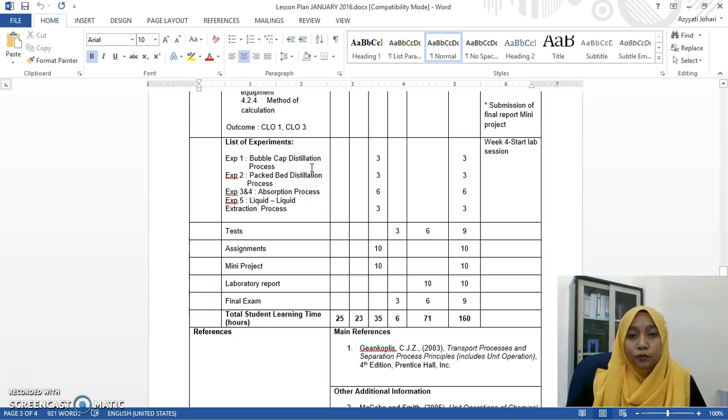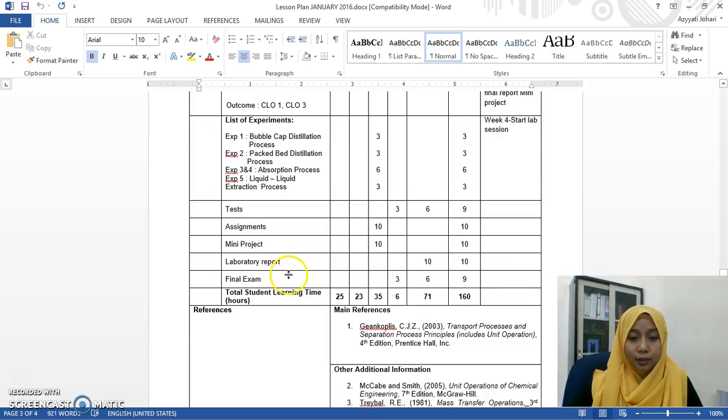Generally, you will have 5 experiments, okay. Each experiment is done in the lab in 3 hours. Basically, you will complete each experiment in exactly 3 hours. So please do not come late for the lab session. For the test, okay, 3 hours means one test is 1 hour and 30 minutes. Okay, for the assignment 10, mini project 10, and all together is 160 hours.